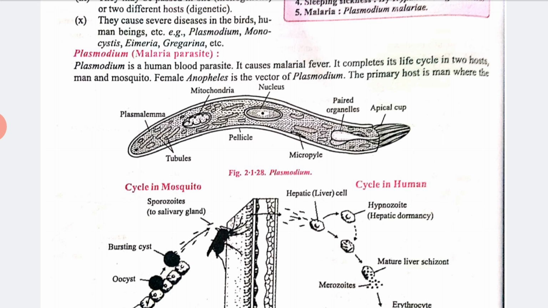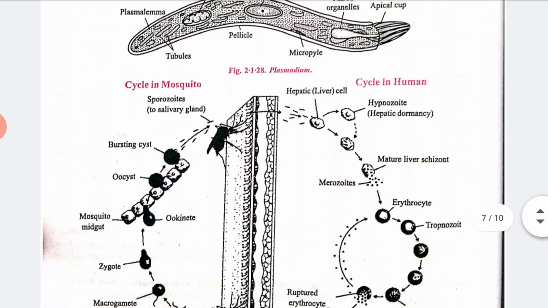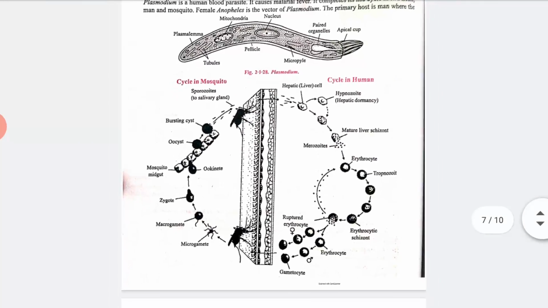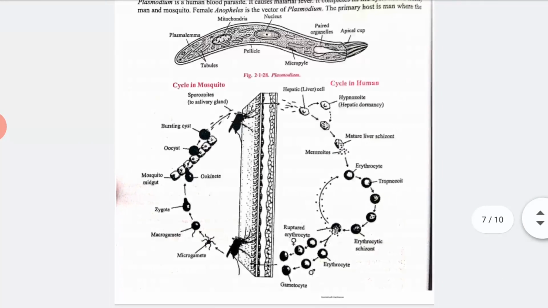So the parasite maintains an amoeboid stage in the RBCs and later produces gametocytes. When female Anopheles feeds on human blood, gametocytes enter the stomach of the mosquito and develop into gametes. After the fusion of gametes, a zygote is formed, which changes into a cyst after entering the stomach wall. You can see the structure.